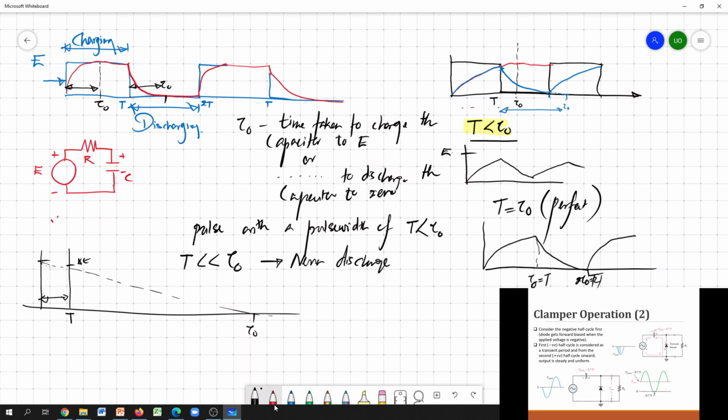So then if this T is very small compared to tau naught, we can similarly argue that it never discharges. From this we can argue that if the switching period T is very small compared to tau naught, or the time taken to charge to maximum or discharge to minimum, the capacitor never charges or discharges.